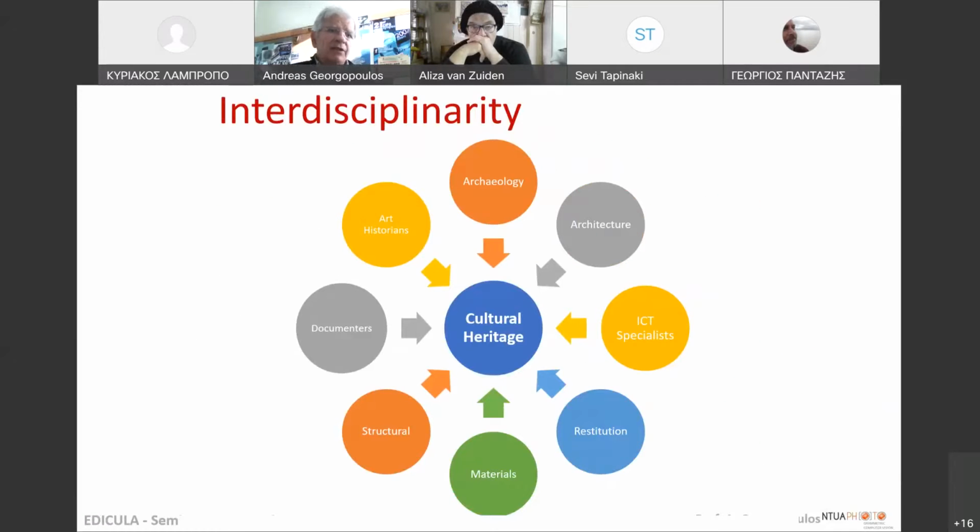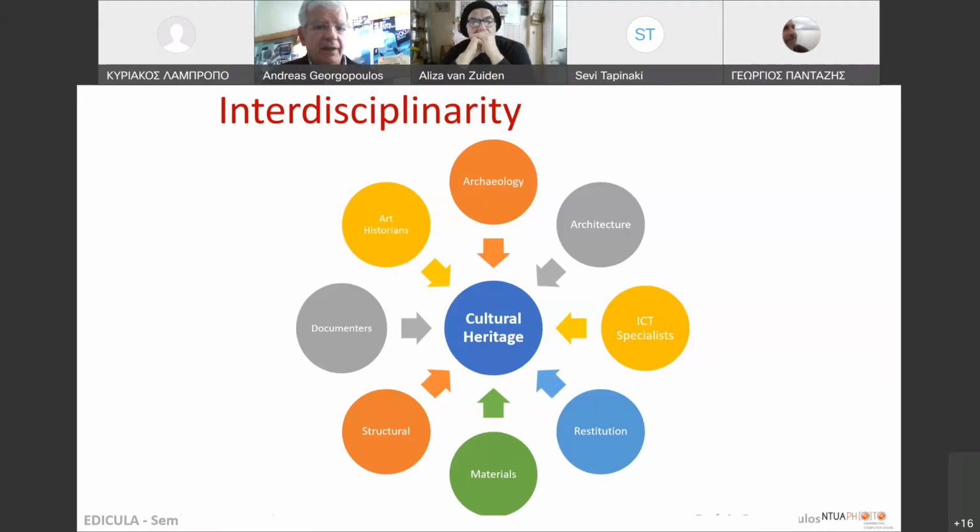And this documentation in general calls for interdisciplinarity. We have to keep that in mind. We cannot do the things alone. One discipline cannot cover every need of cultural heritage. So we need archaeologists, we need architects, we need ICT specialists, we need restorers, we need civil engineers, we need chemical engineers, art historians. Every specialty has something to offer, and we have to work in an interdisciplinary way.